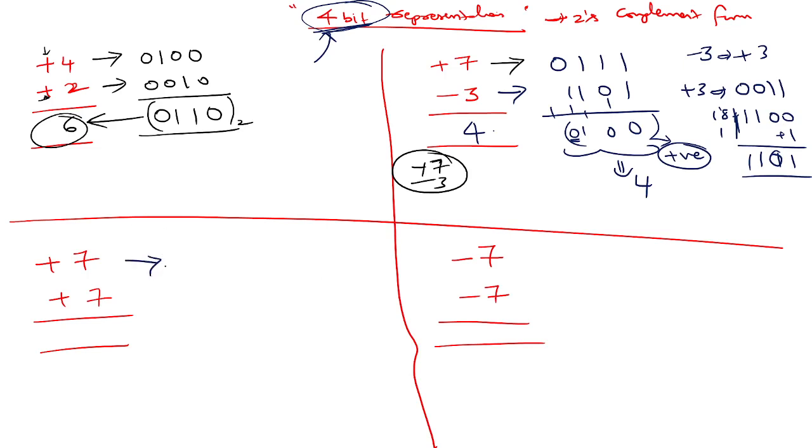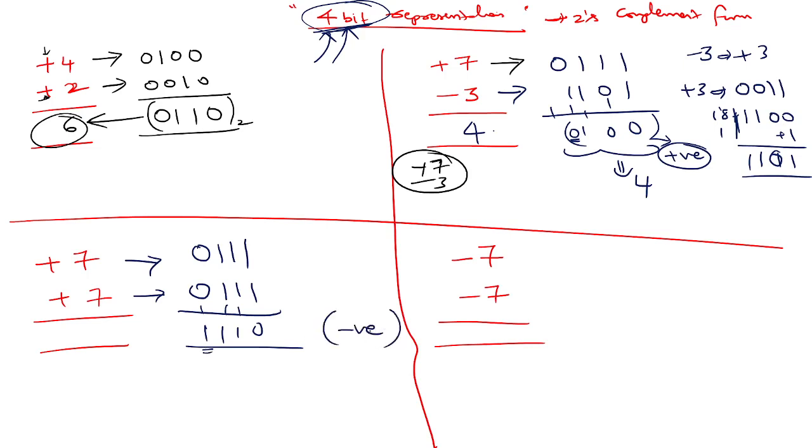Let's go here. You have plus 7. What is the representation? 0 1 1 1. So no major changes; the 2's complement of plus 7 is the same as plus 7. 1 plus 1 is 1 0. 1 plus 1 plus 1 is 3, that is 1 1. Now according to our understanding of 4-bit 2's complement representation, if I see this number, it means that it is a negative number. That's how the 2's complement logic works.